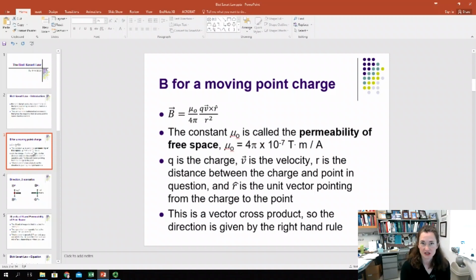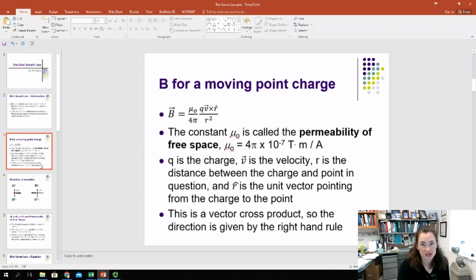If everything is in SI units, then you need the charge in coulombs. Here V is the velocity vector. R is the distance between the charge and the point in question. That's in the bottom of the expression, r squared. So you're going to take the inverse square of the distance between the point charge and the point in question. And then r hat is the unit vector. The unit vector points from the charge to the point in question, where you want to know the magnetic field. Now this is a vector cross product, so the direction is given by the right-hand rule.